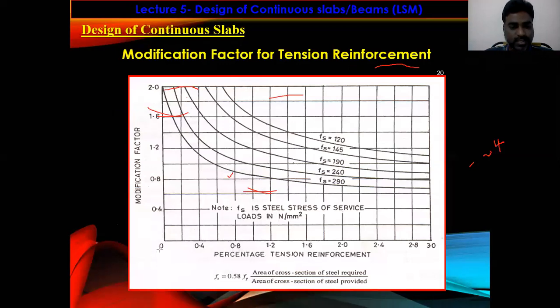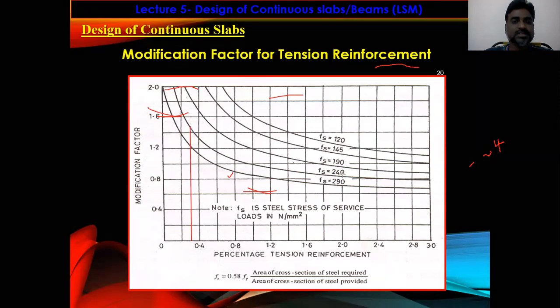0.288. This is 0.4. That means this is 0.2. So 0.288 means somewhere else here, approximately point. And 240 is directly this state, right? So if you use this somewhere else here, this is your 240.